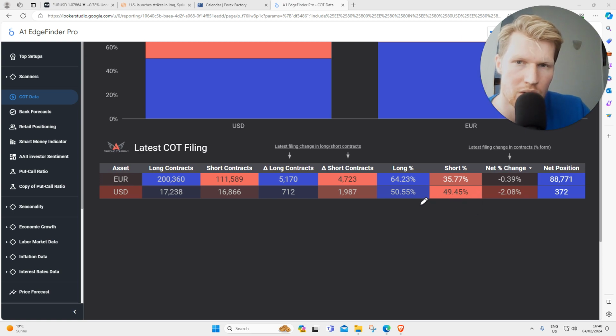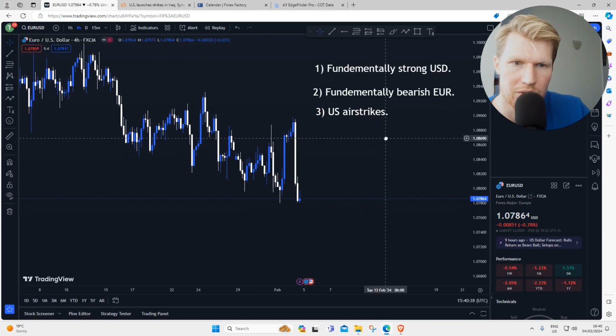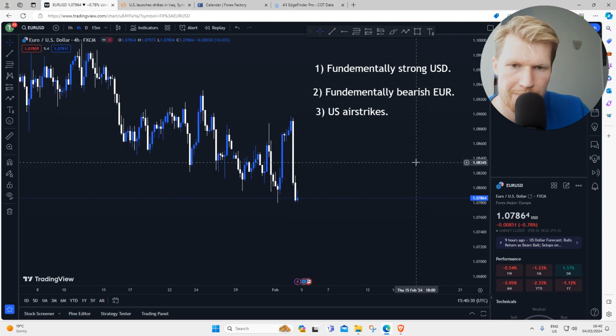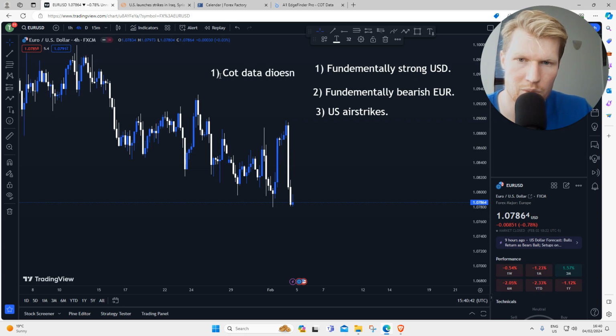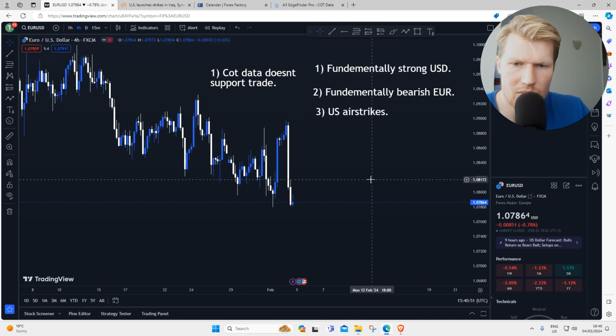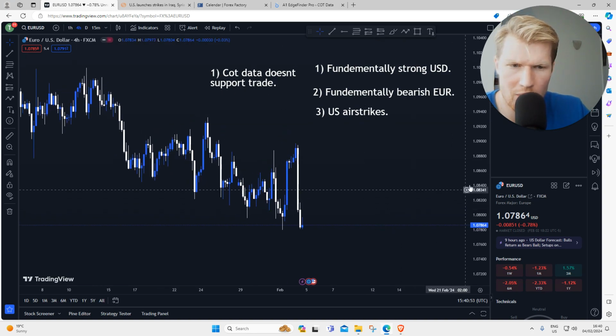I'm still gonna go with my core ideas. As long as I have a nice handful of confluences, I will be taking this trade. So, okay, that's one opposing factor. So I'll put that over to the left side. So one opposing factor is COT data doesn't support the trade. So that's something to consider. And then basically, those are the main things.